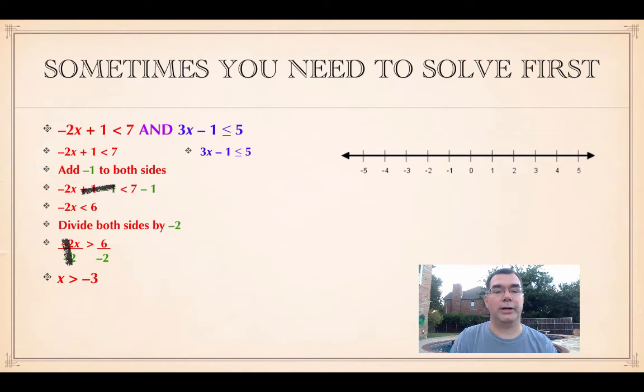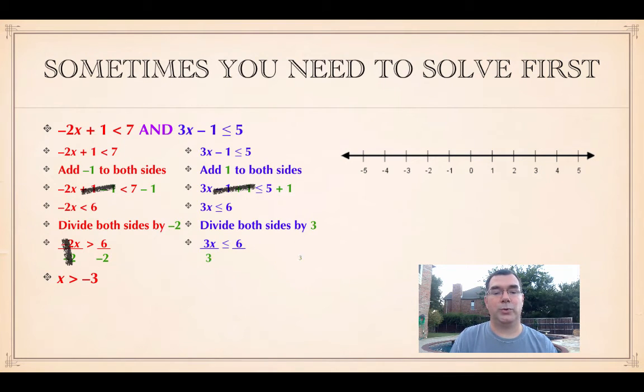On the other inequality, 3x minus 1 is less than or equal to 5. I will add 1 to both sides to get rid of the minus 1 on the left, so 3x is less than or equal to 5 plus 1, which is 6. Then I divide both sides by 3. 3 is not a negative number, so I don't need to worry about changing the sign of the inequality. The 3's will cancel on the left, and x will be less than or equal to 6 divided by 3, which is 2. So now let's graph those.